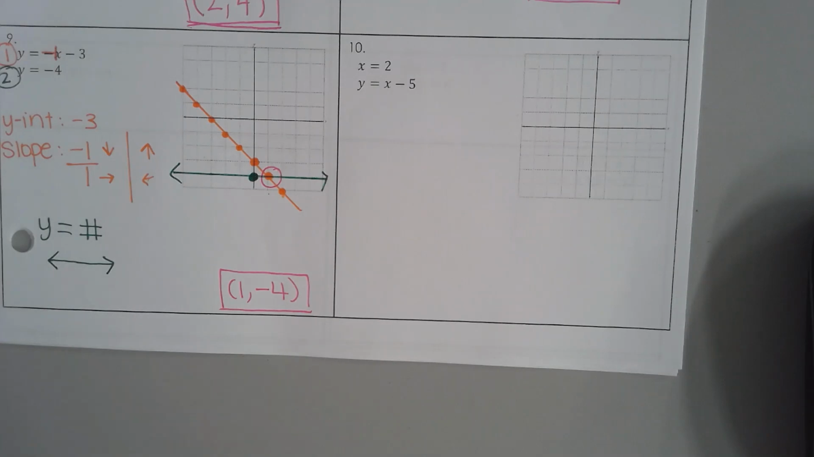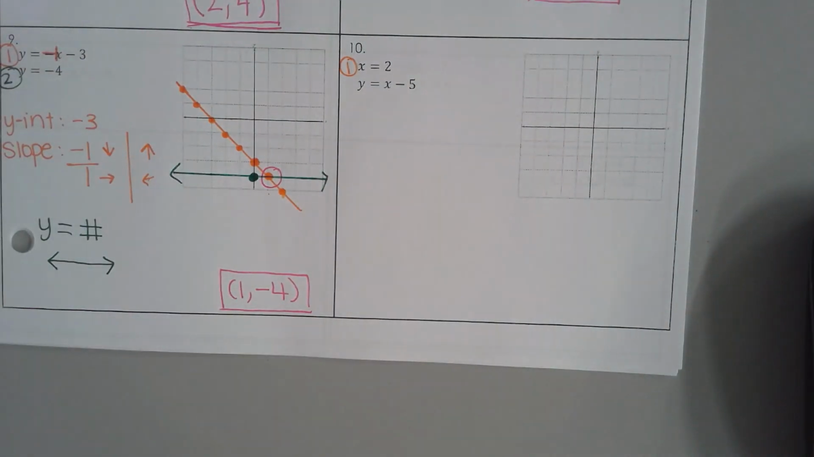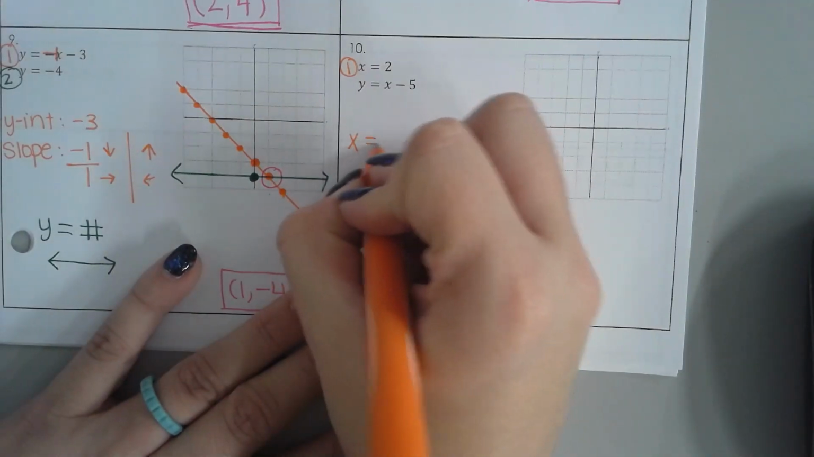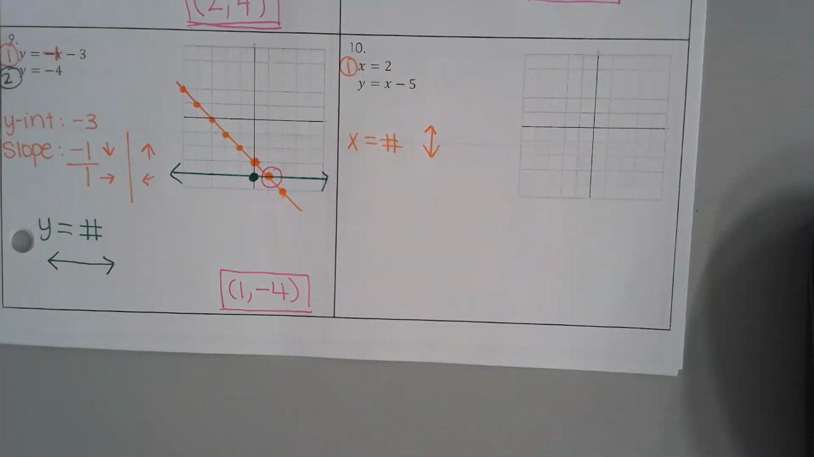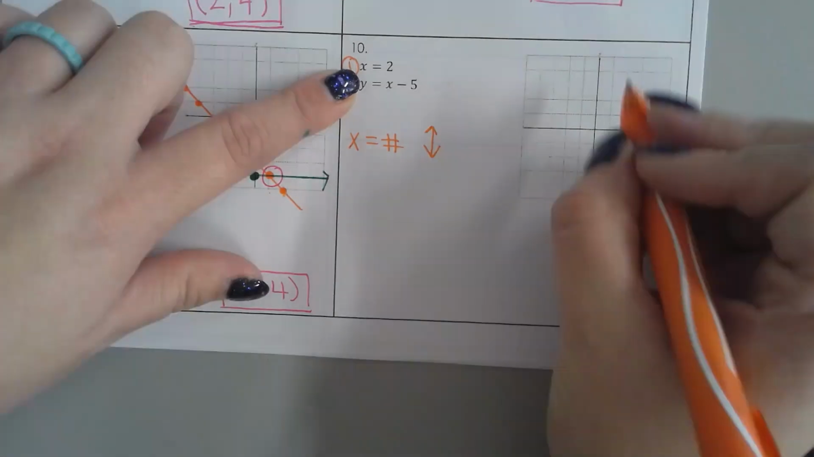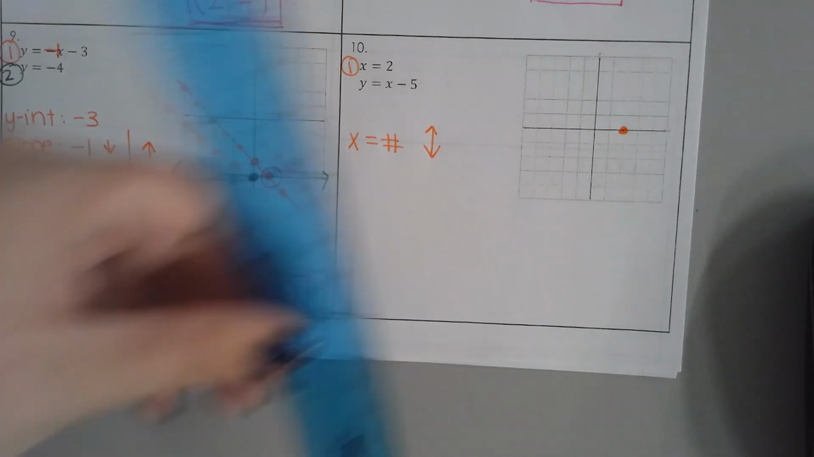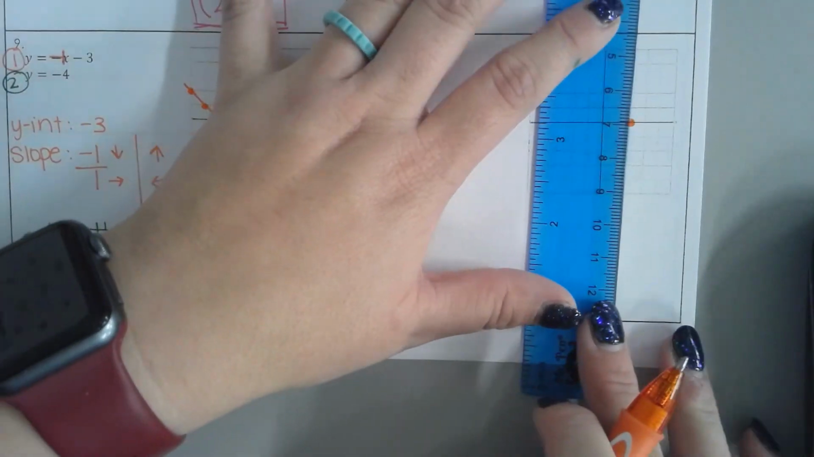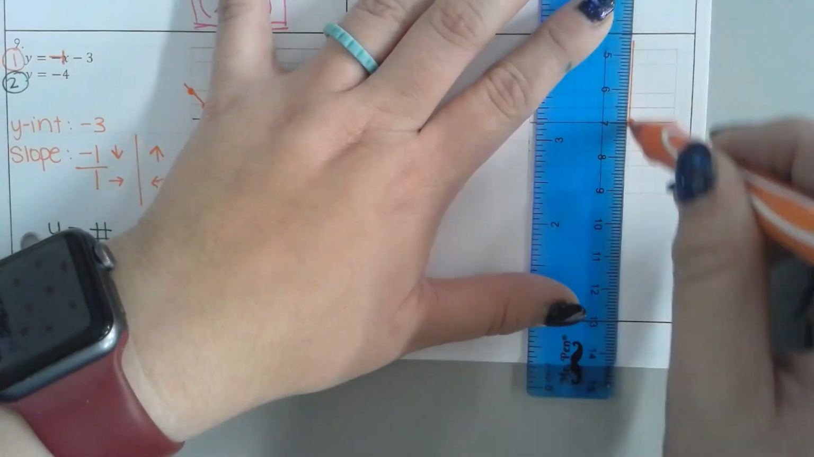All right, number 10. This first line is x equals 2, not y equals 2. When you have x equals a number, it's a vertical line. So I'm going to put a point on the x-axis at 2. And I'm going to draw a vertical line. Like that.